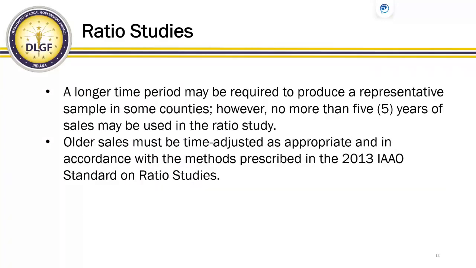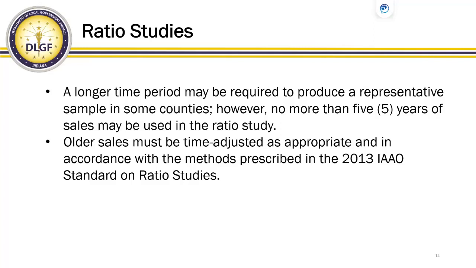In regard to the time period for sales, we realize and understand that, especially in some rural areas or for different classes of property, such as commercial or industrial property, some counties may need to use sales that are slightly older than 1 year. The sales used in the ratio study should be no more than 5 years in duration. And if you do use sales that are older than a year, then those sales must be time adjusted. This is in accordance with the IAAO standard on ratio studies that we've incorporated into our real property rules.